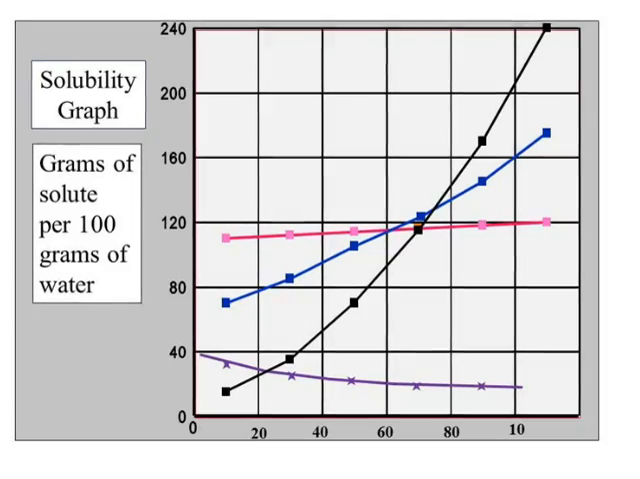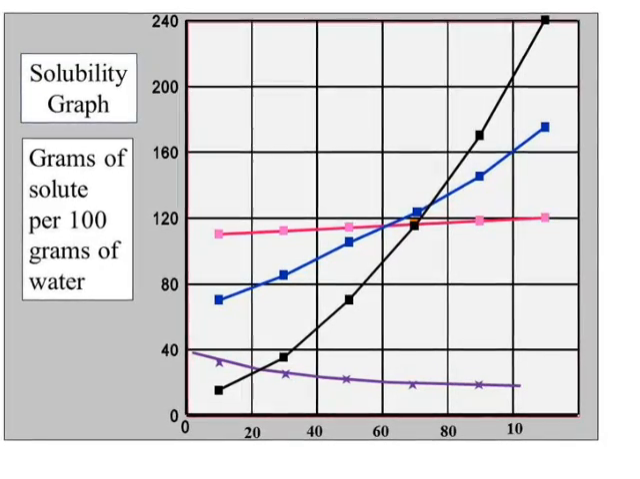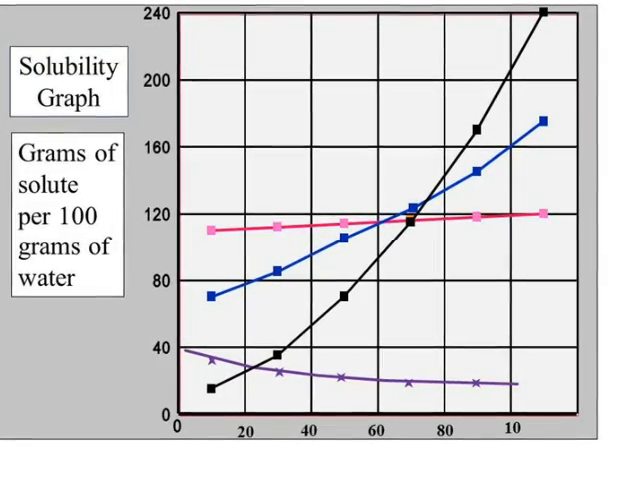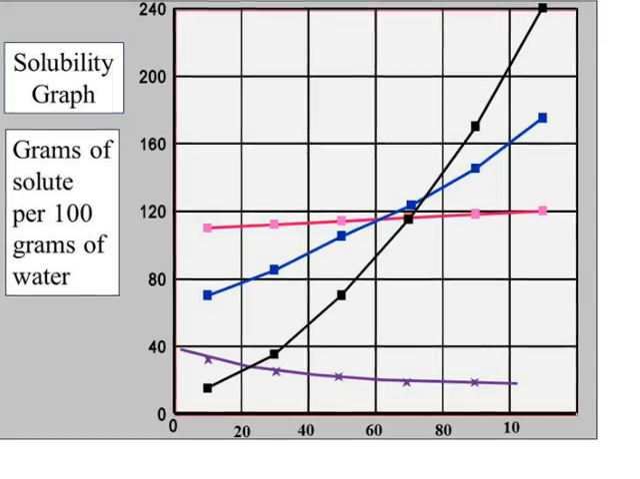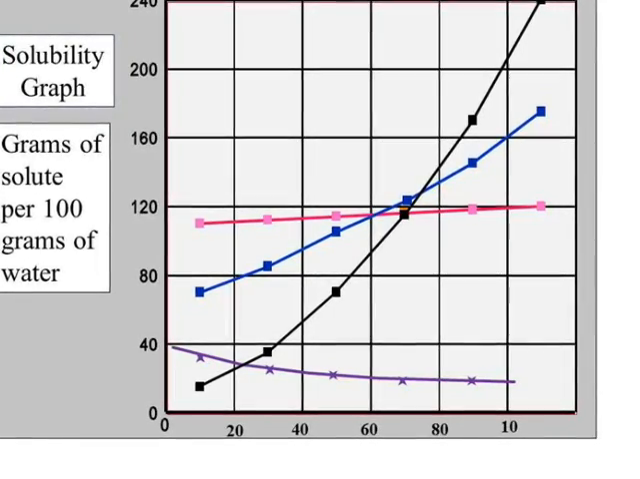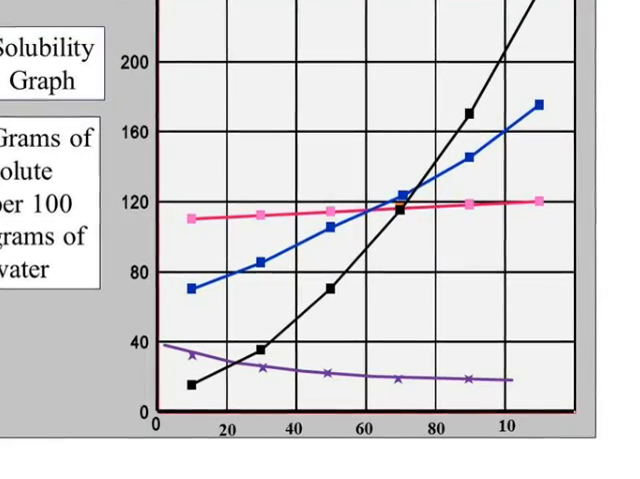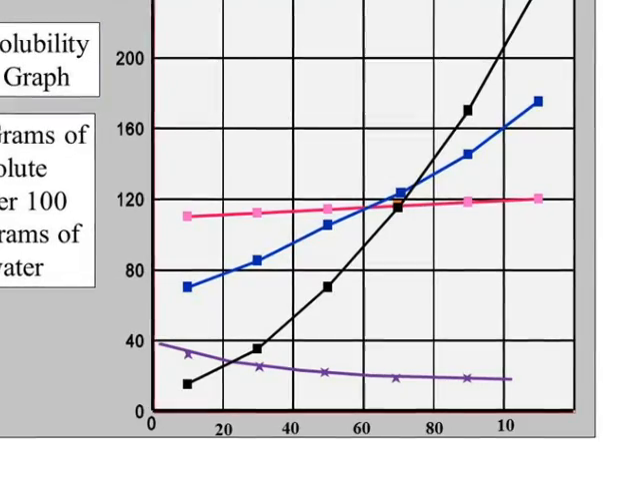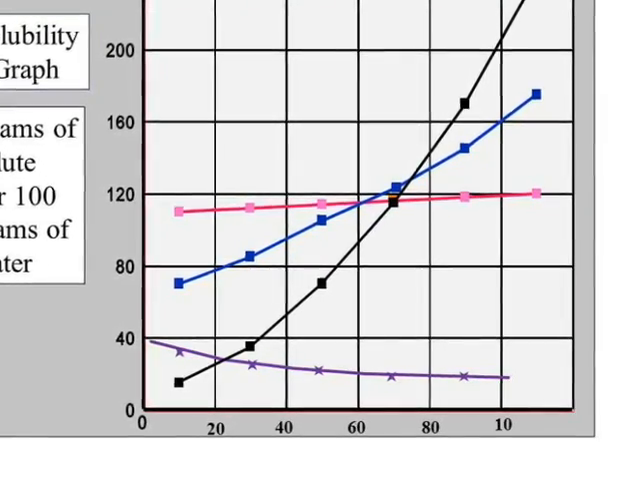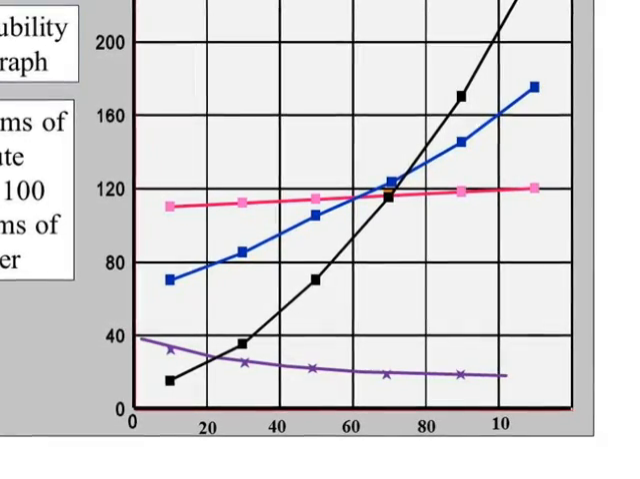Solubility graphs are very common, and they let you know how much of a solid will dissolve in water at a particular temperature. So if you look at the pink-lined substance, you can see that it's not very temperature dependent. As you warm it up, not much more dissolves. But for several of your other substances, solubility increases tremendously as you warm them up. And then the bottom line, the purple line, shows a decrease in solubility as you warm the substance up, which lets you know that this is probably a gas.